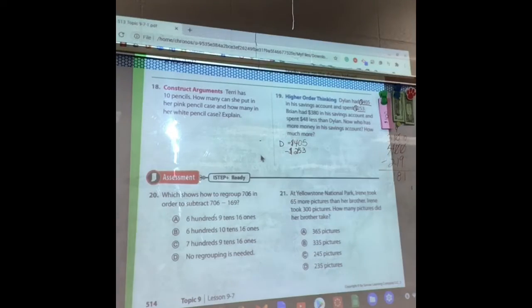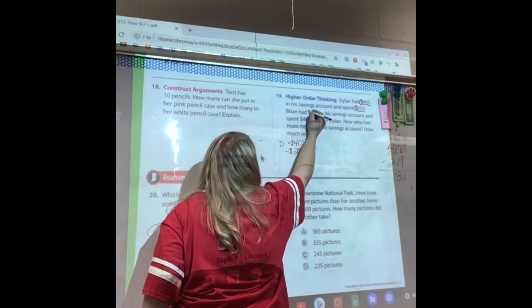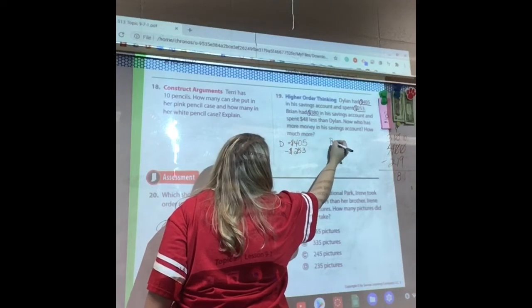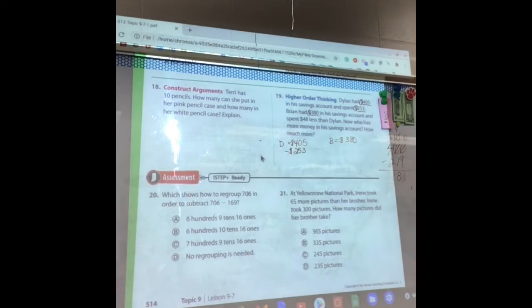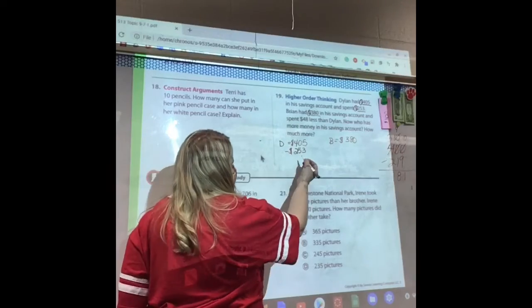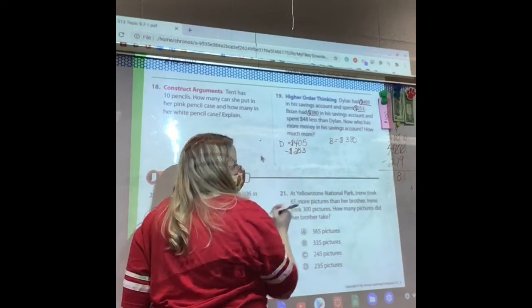Brian had 380 in his savings account and spent 48 less than Dylan. Does that actually tell me how much Brian spent? Yes. 48 less than Dylan? Does it tell me a dollar amount that he actually spent? No, we got to figure it out, don't we? So however much Dylan spent, Brian spent $48 less. Okay? So how can we find what he spent?